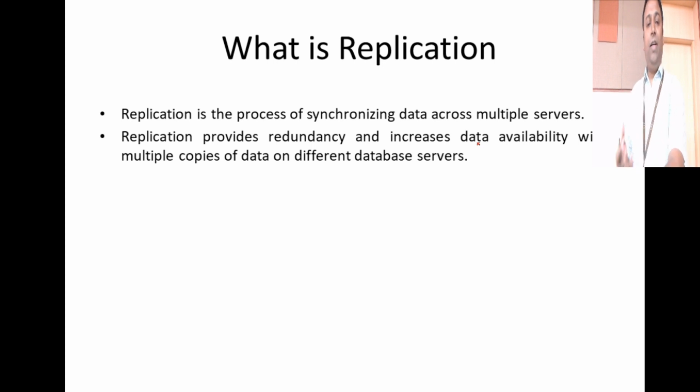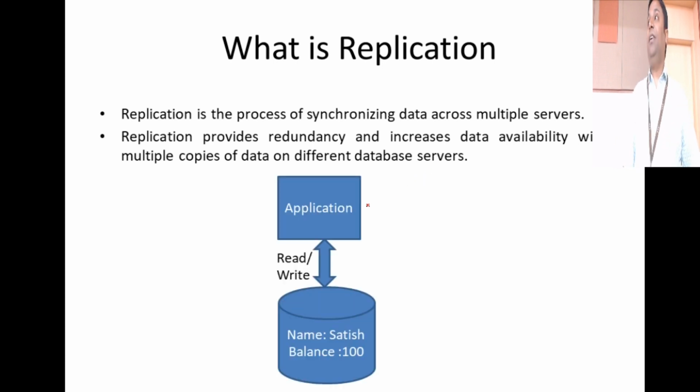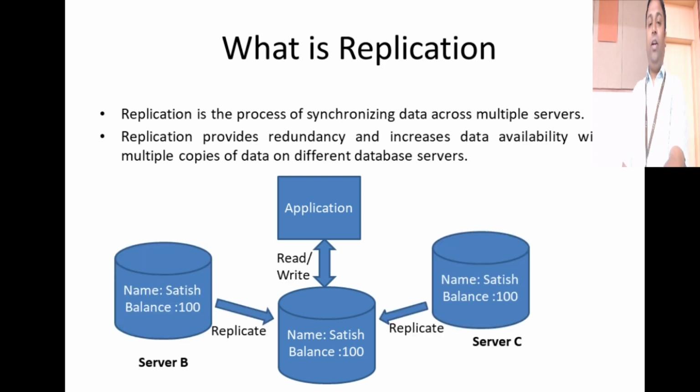So I have got a visualization for you here. Say we have an application and it reads and writes data to a database server. And say this is the data, name Satish and some balance of 100 rupees. And we call that to be server A. And this data can be copied or replicated to two other servers in two different locations. So the same data you see here, whatever data that is coming into this server gets copied to other servers. We call that process replication, copying data and maintaining multiple copies of data in different servers.